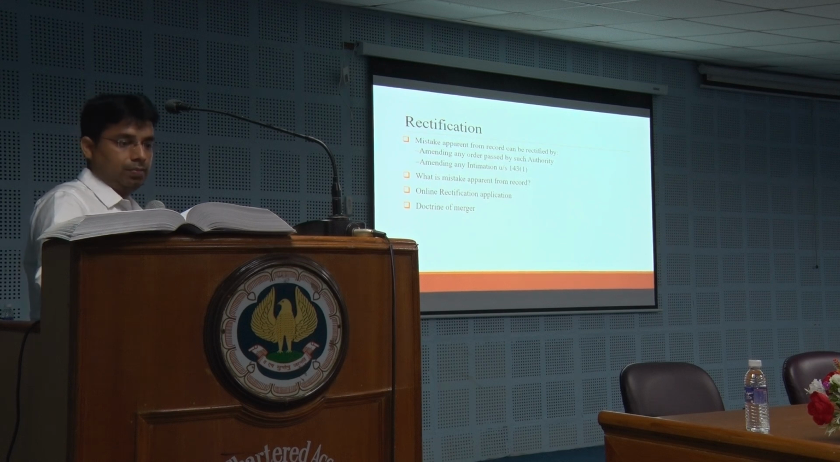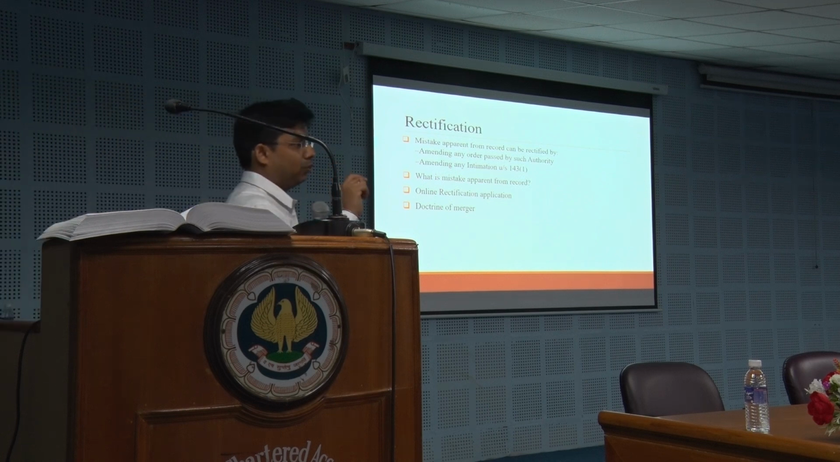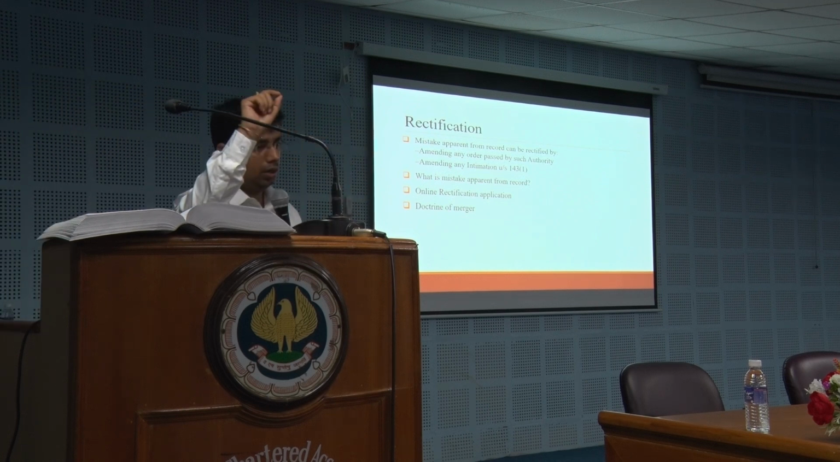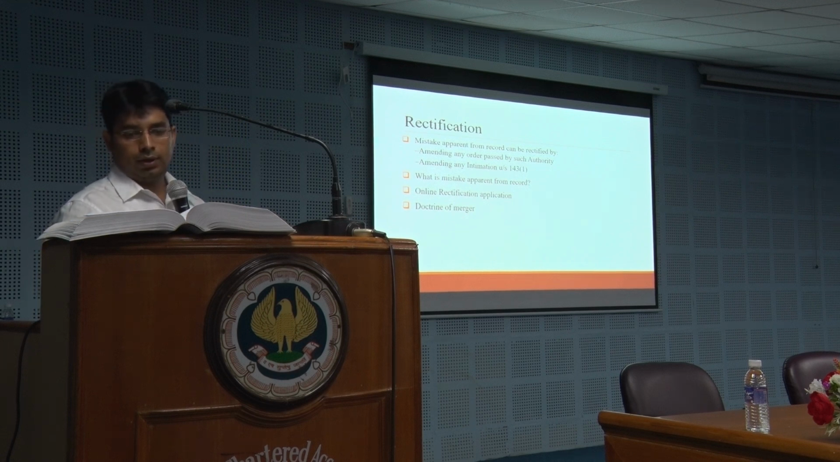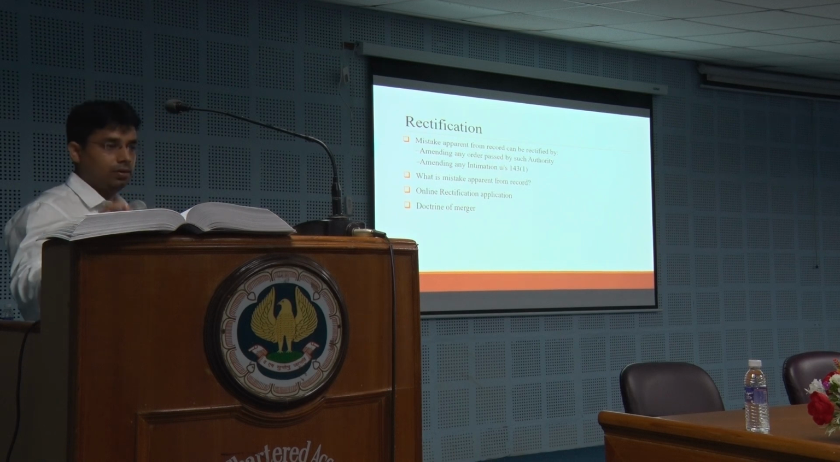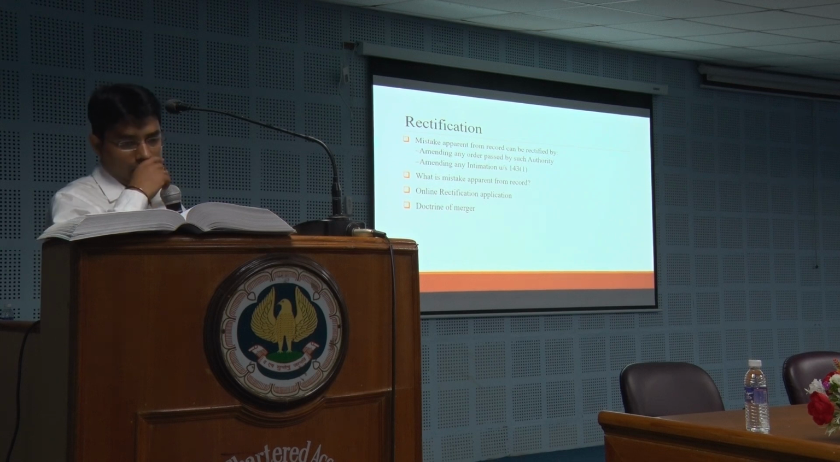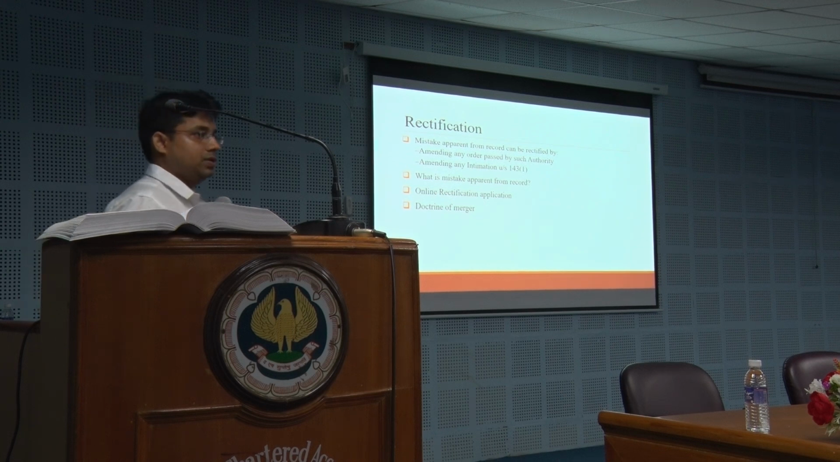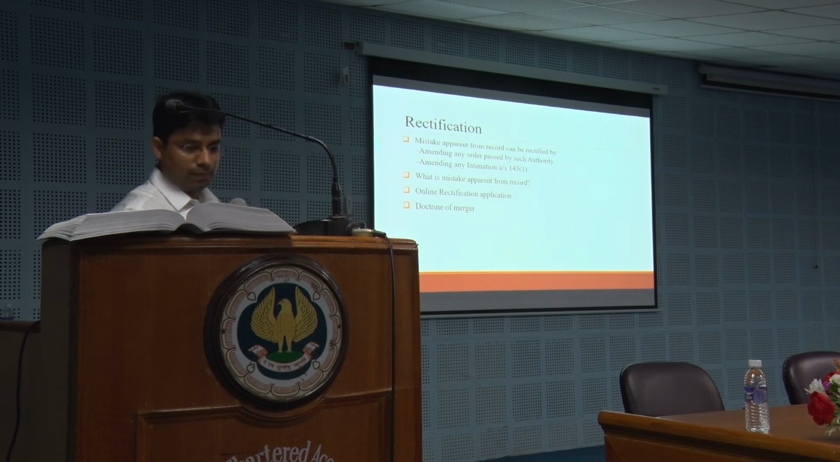Online rectification application: now you have an option to do a rectification through the e-filing portal, where you will have an option in a particular tab. I'll tell you the tab to be seen for rectification: Rectification Request. If you go to that tab, you can put the reasons for the rectification and make the necessary correction. Doctrine of merger says that once a rectification is done, the rectified order merges with the original order. So 154 always has to be seen with the main order which has been rectified.